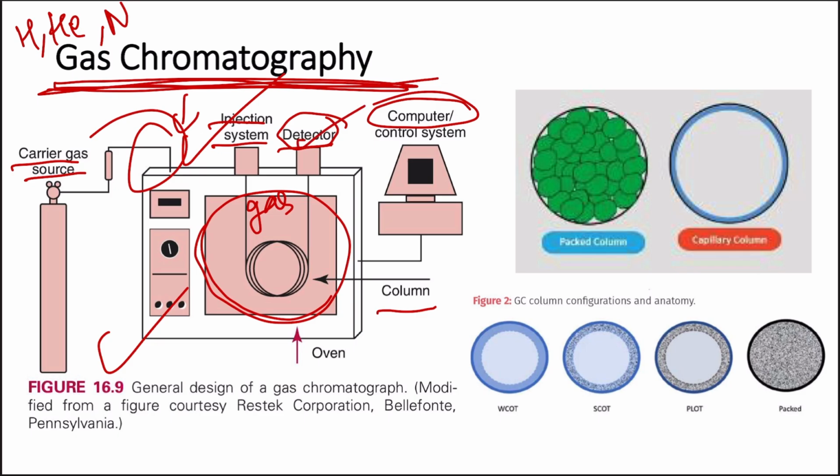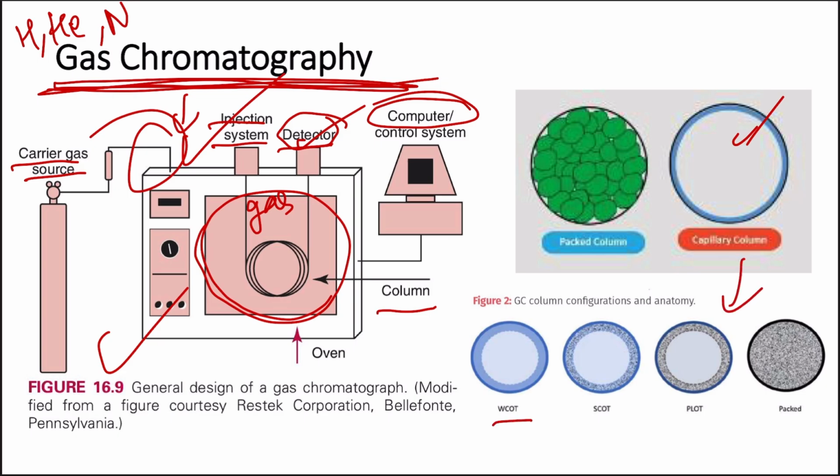Here you can see the different types of columns which we can use in gas chromatography. First is the capillary column. In the capillary column, the entire lumen will be free, and the support and the stationary phase are basically going to be the inner wall of this column. The inner wall can act as both the support and the stationary phase, or else the inner wall can act as just the support, and over that we can have the stationary phase. So it is further divided into the following types.